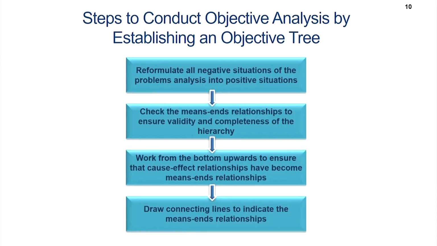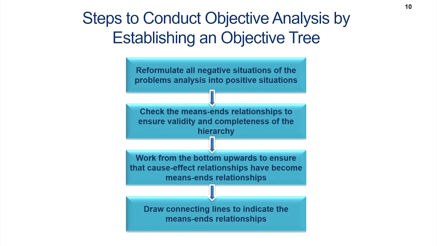So, these are the steps to conduct objective analysis by establishing an objective tree. Now, from the problem tree, we note here that we first started with the stakeholder analysis matrix, then we went on to problem tree, the problem analysis. Now, after we have identified the different problems of the research focal point that we started with, from there we then go on to build the objective tree by conducting an objective analysis. So, we establish the objective tree.